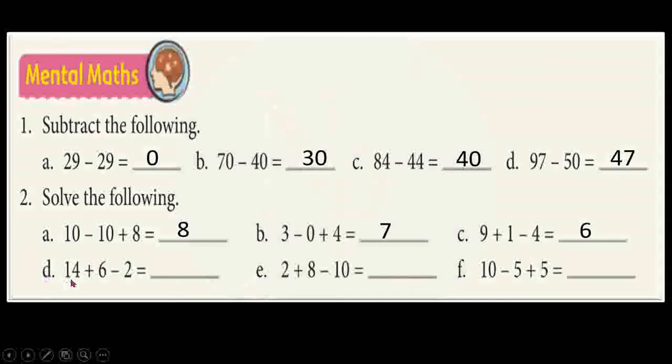D. 14 plus 6 minus 2 is equal to dash. 14 plus 6 is 20. 20 minus 2 is 18. E. 2 plus 8 minus 10. 2 plus 8 is 10. 10 minus 10 is 0. F. 10 minus 5 plus 5. 10 minus 5 is 5. 5 plus 5 is 10.